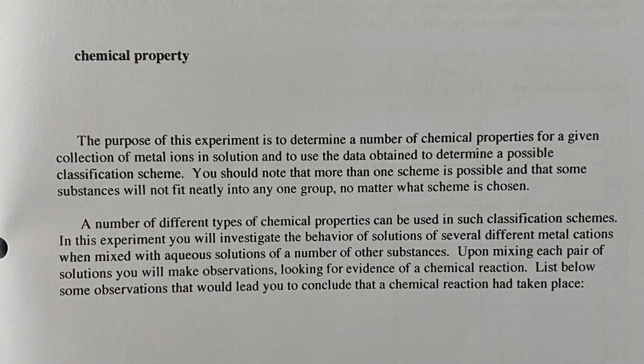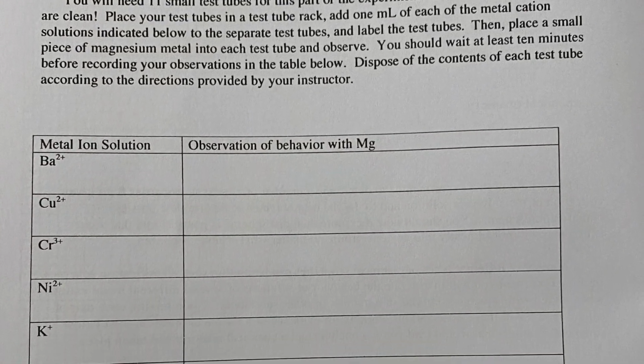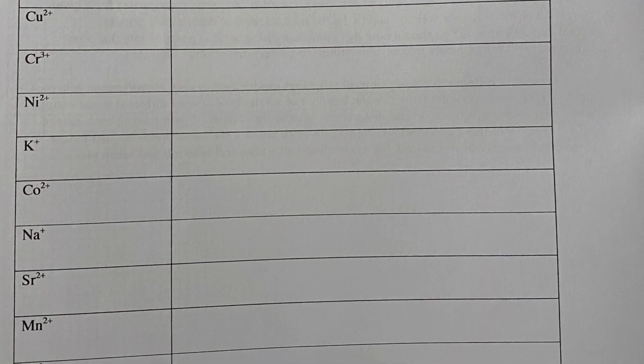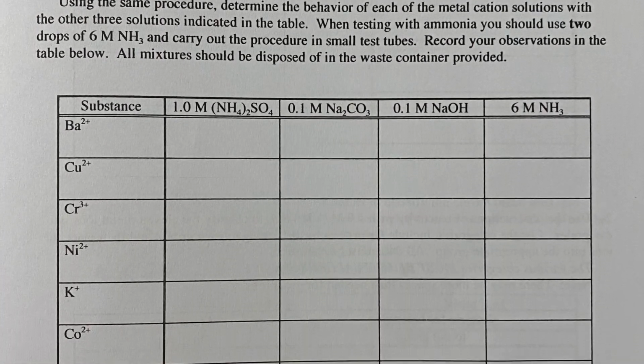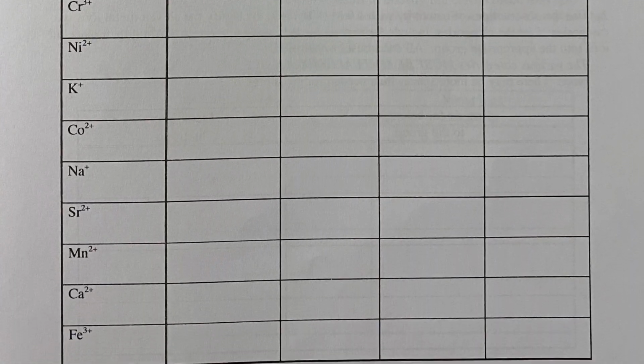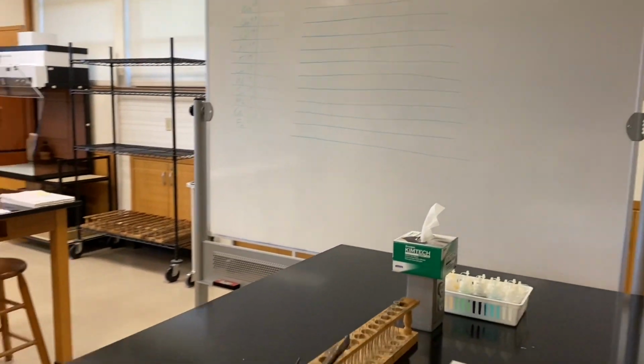This video covers classification of metal ions by chemical properties. We will determine a number of chemical properties of a collection of metal ions and use that data to determine a possible classification scheme.